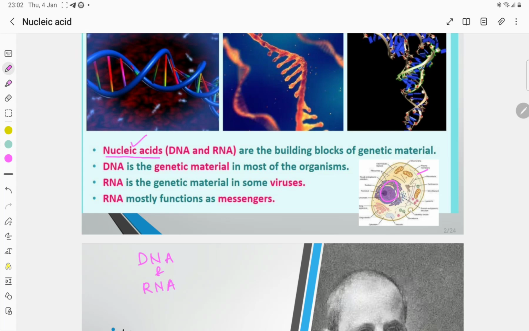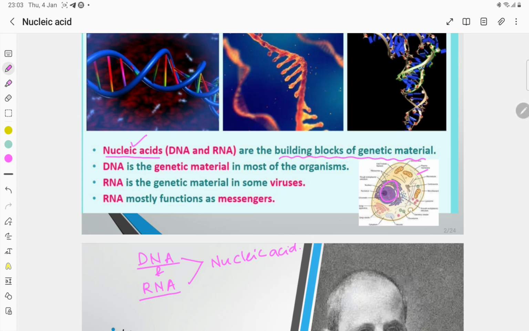You have already known about DNA and RNA. DNA stands for deoxyribonucleic acid. RNA stands for ribonucleic acid. Both DNA and RNA are examples of nucleic acids, and they are the building blocks of genetic material.